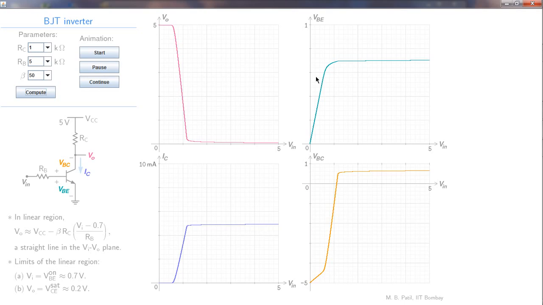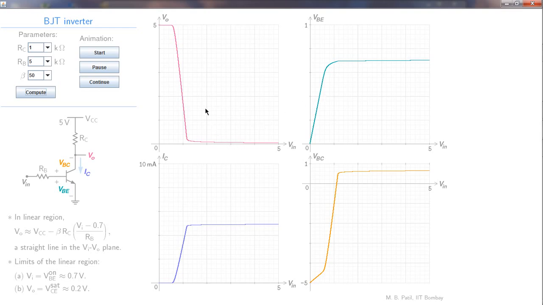Let's look at VBE versus VI now. In the beginning, the transistor is off. We are now in this region where the transistor is in cutoff. And VI and VB are the same, so therefore VBE is equal to VI. And that's just a straight line with a slope of 1 passing through the origin. So that is what that is.